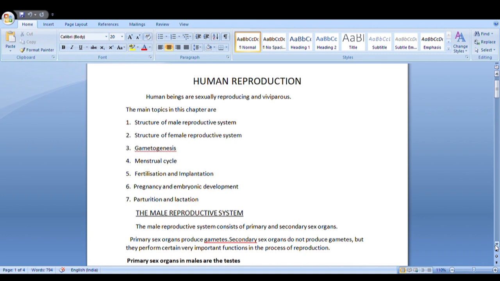Human reproduction. Human beings are sexually reproducing and viviparous animals. Viviparous means giving birth to fully developed young ones. The main topics in this chapter are structure of male reproductive system, structure of female reproductive system, gametogenesis, menstrual cycle, fertilization and implantation, pregnancy and embryonic development, parturition and lactation.